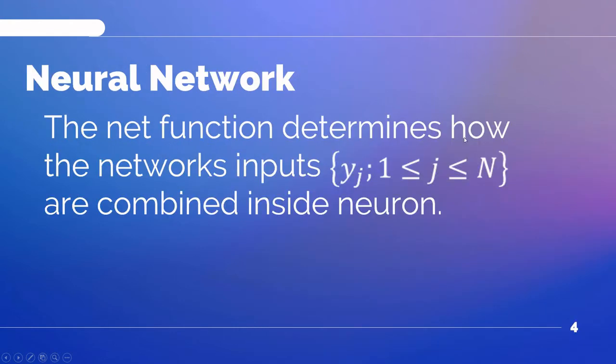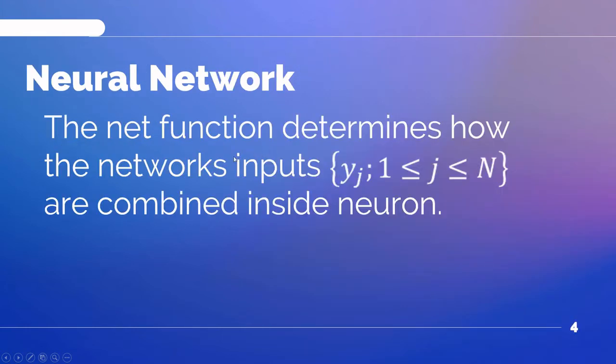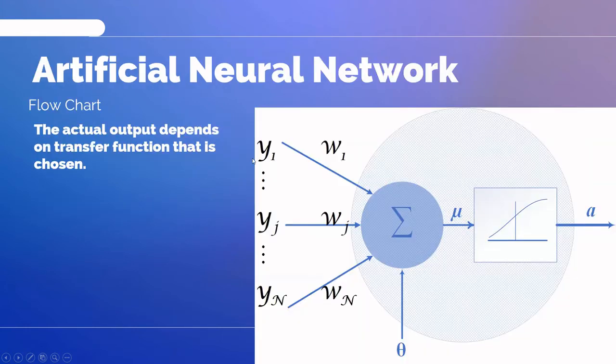The net function determines how network inputs, yj, where j varies from 1 to n, are combined inside neurons. These are the neurons, each data point represents one neuron. So this net function determines how network inputs combine, how we combine into one neuron. This sum means combine.